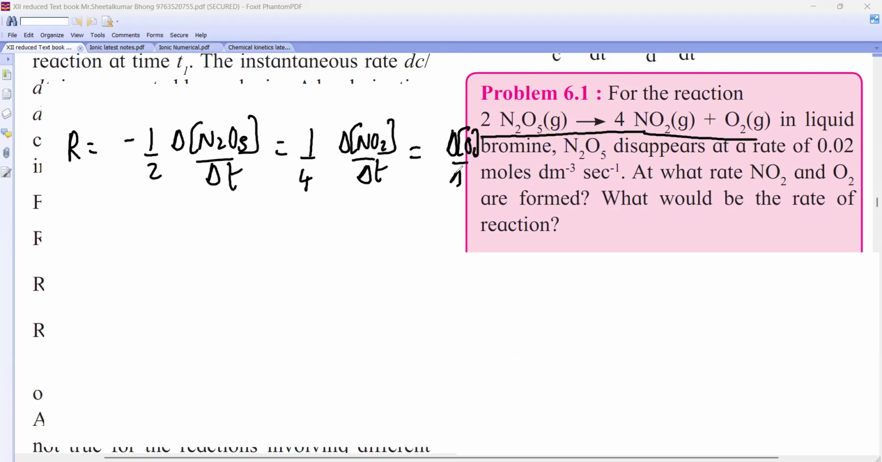Okay. Now what have they given? So, Kigan, what have they given? N2O5 disappears at a rate. So, whose disappearance have they given?